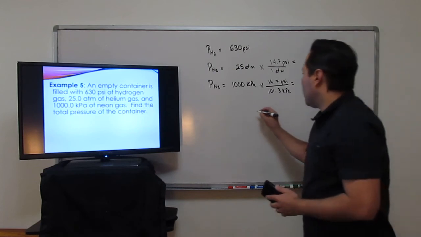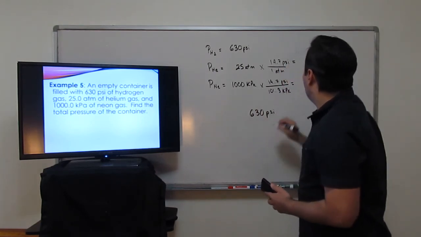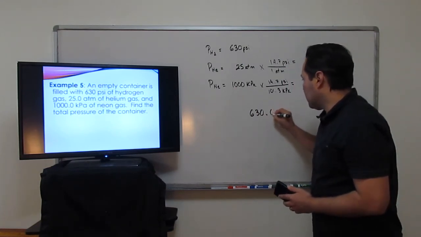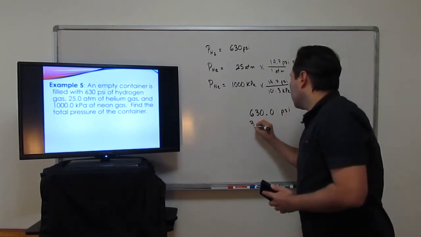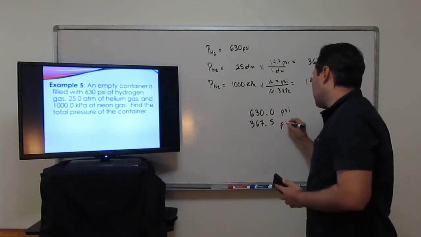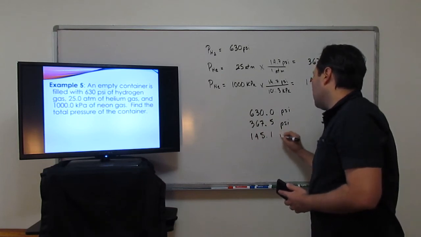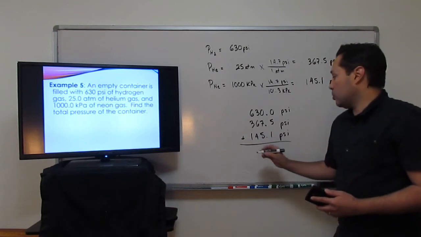Alright, so let's do that. We have 630 psi for our first gas. Let me add a .0 at the end so that the decimals can line up nicely. For the next one we have 667.5 psi, this will be our second gas. And for our third gas, 145.1 psi. Now we're going to add them all together to get the total pressure.